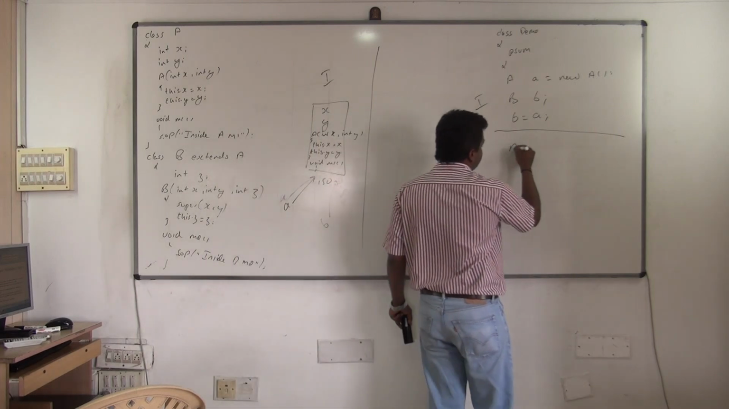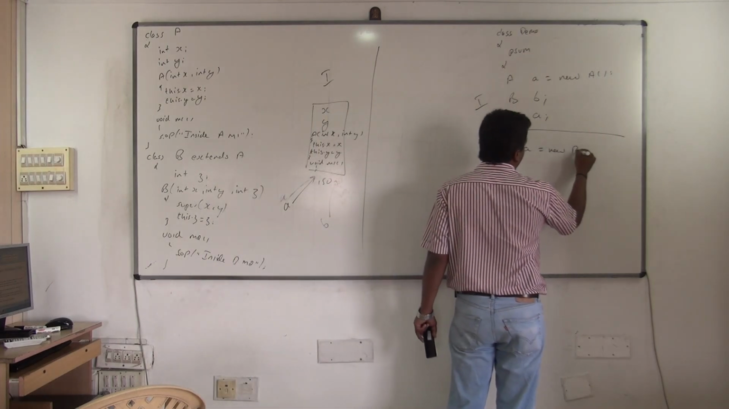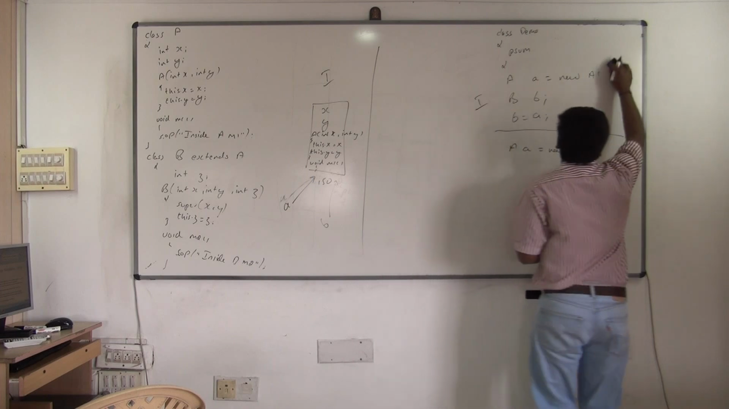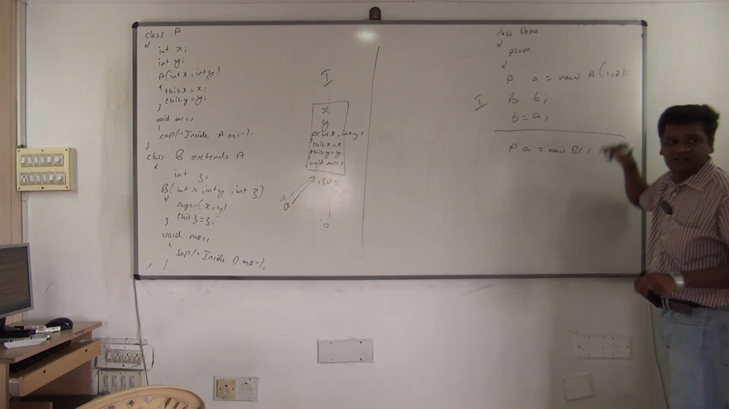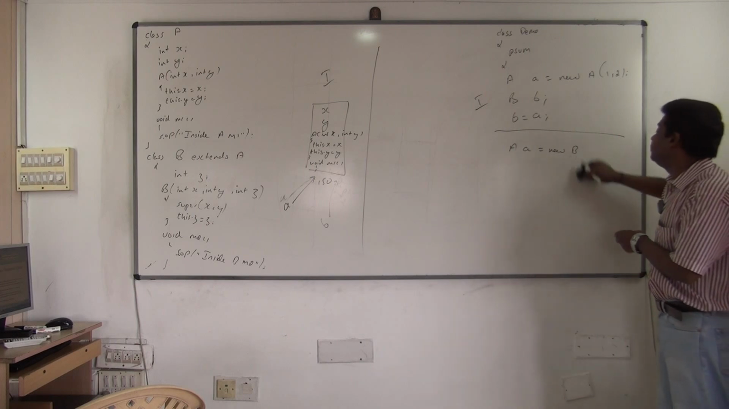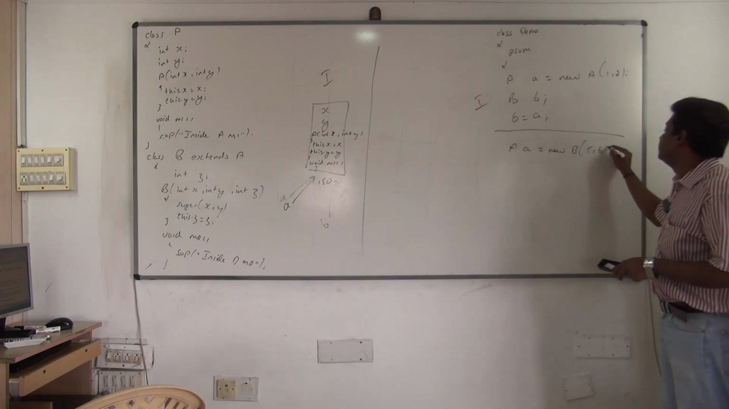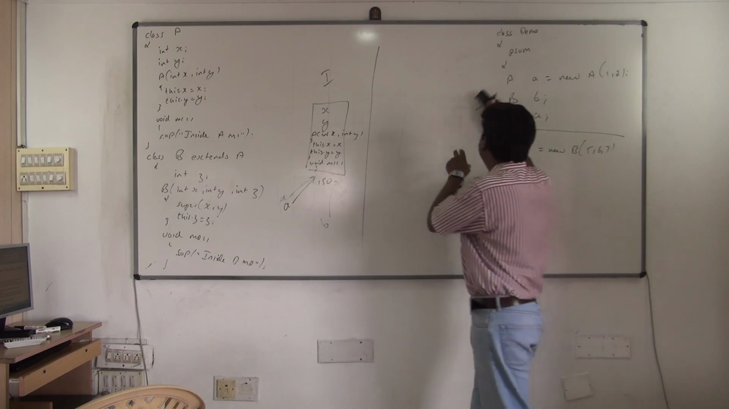Case number 2 goes like this. A is equal to new B. Sorry, we have to pass some values to the constructor because the constructor is there. Okay, that is okay, no problem. But just understand the object. A is equal to new B. Which object am I creating now? B object.